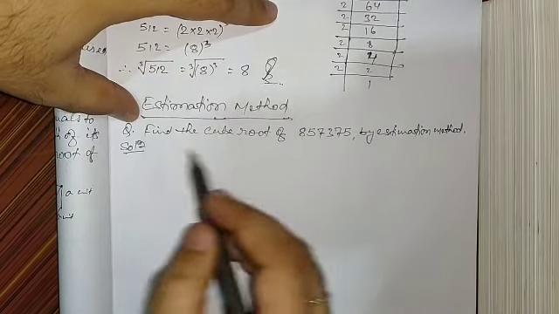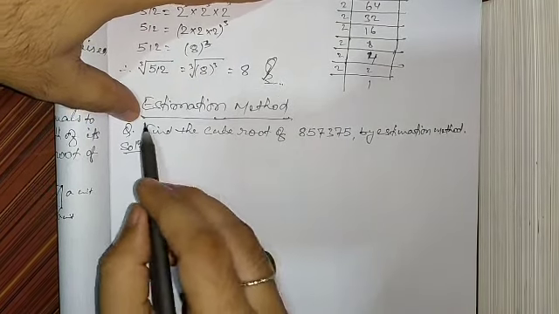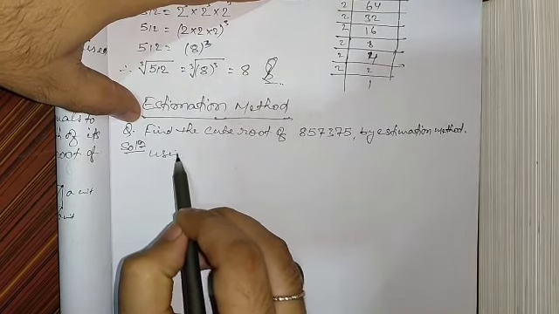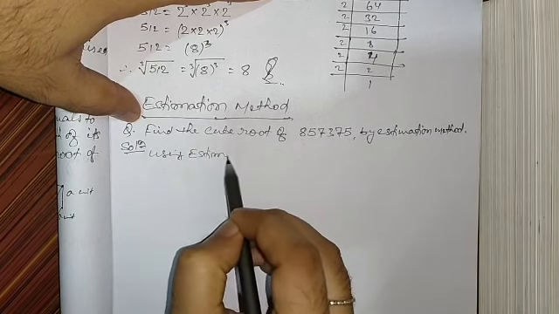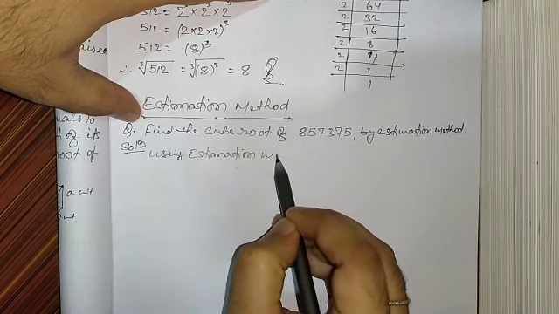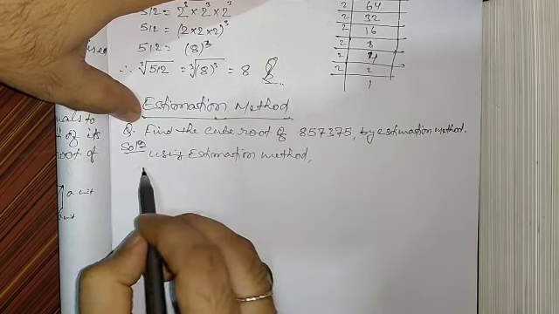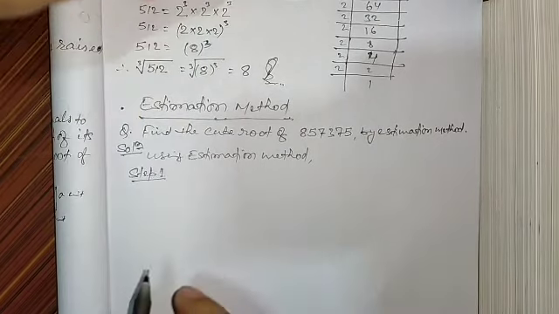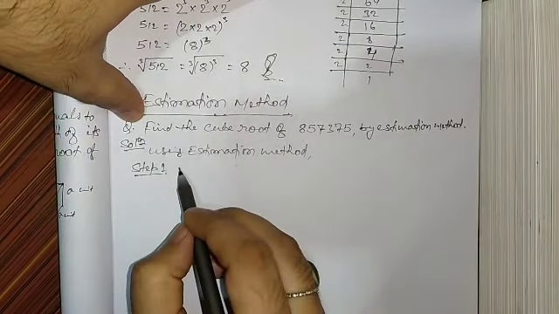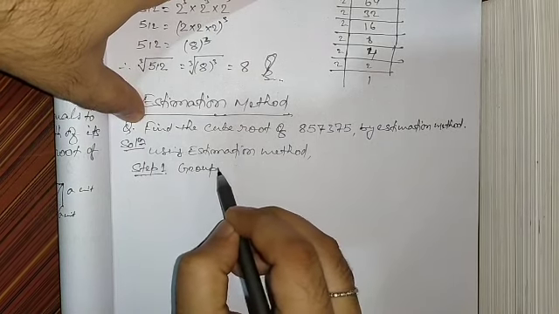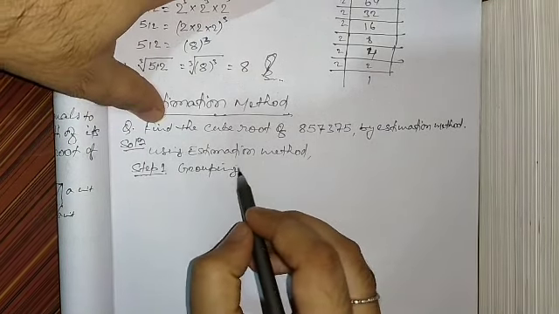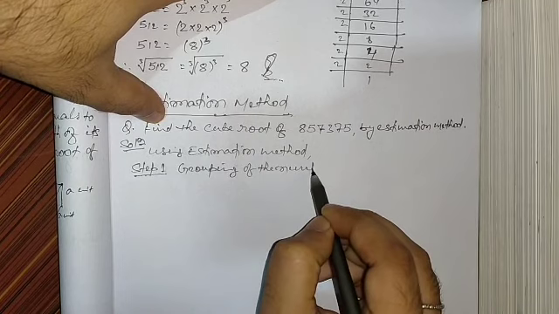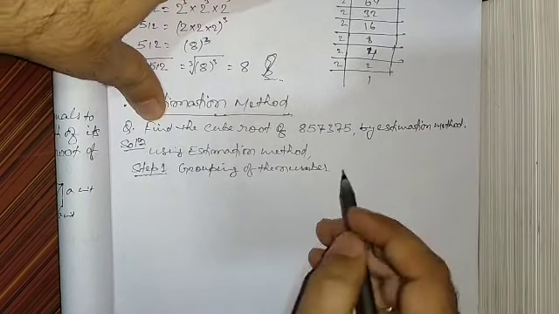We can understand this estimation method in 3 steps. So I'm going to use the estimation method step by step. What is the first step? What do you have to do? Grouping of the number. You simply have to group the number, and how you are going to group it, I'm going to tell you. Grouping of the number is our first step.